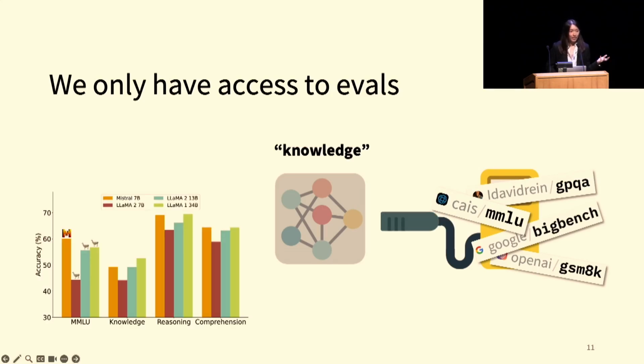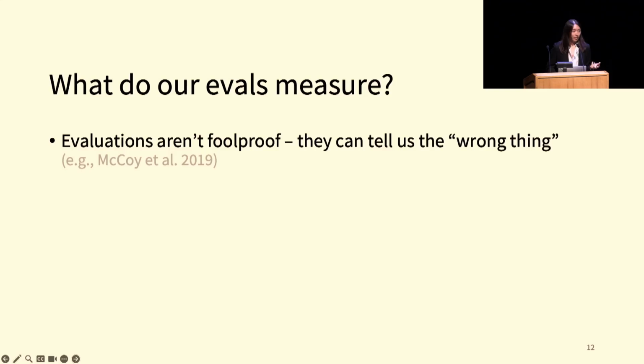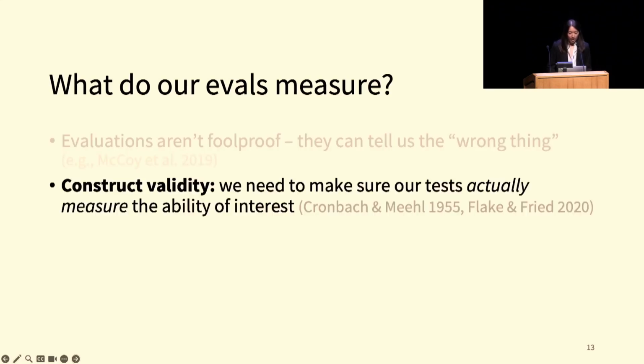and they spit out some numbers, and we turn them into bar plots, and we take that as a measure of intelligence. But a lesson that we keep learning as a field is that benchmarks are not foolproof, right? We've already seen since the early days of benchmarking that models can be right for the wrong reasons. And an important concept in psychology is construct validity, the idea that we need to make our tests actually measure what we want them to measure.